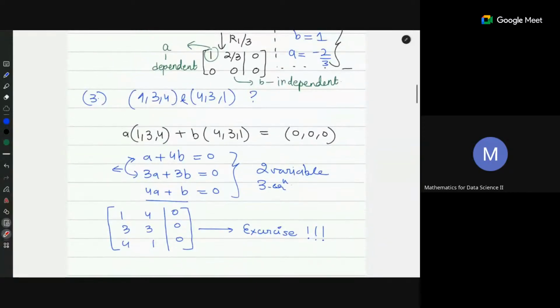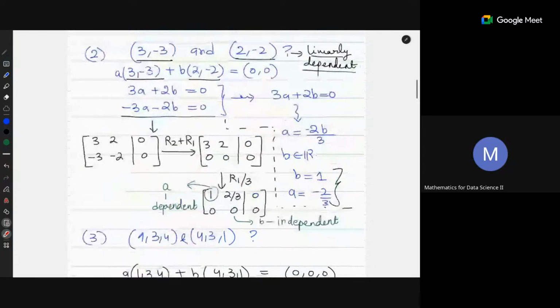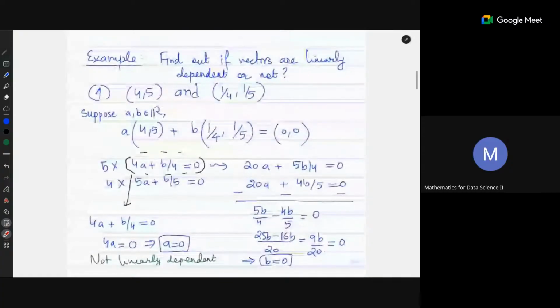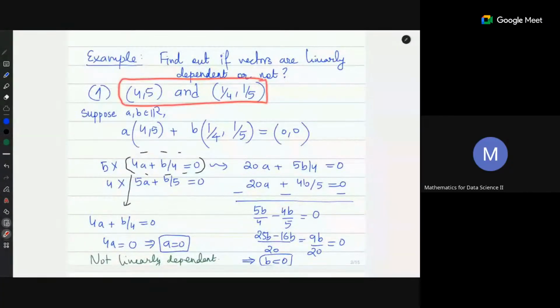For example, someone noticed that these 2 vectors were independent. So these 2 vectors are independent in R3. Similarly, we noticed that in the very first example of ours, these 2 vectors in R2 had only the unique solution 0, 0. So these 2 vectors also become linearly independent. Whenever you have a collection of vectors which are not dependent, then they are independent.